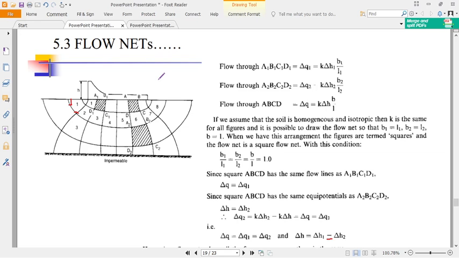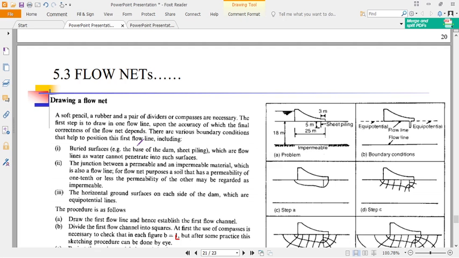The first step is to identify the first flow lines. The first flow lines are either the bottom of the dam or the impermeable surface. These are the flow lines. Now remember, the flow lines tend to be parallel. The last flow line will be parallel to the first flow line.